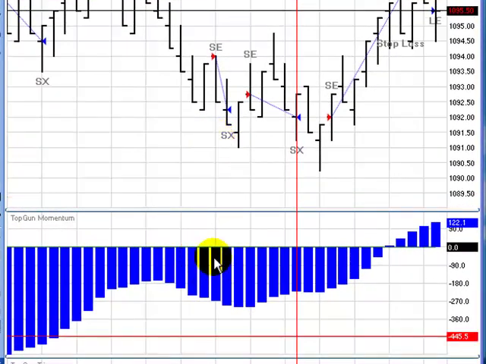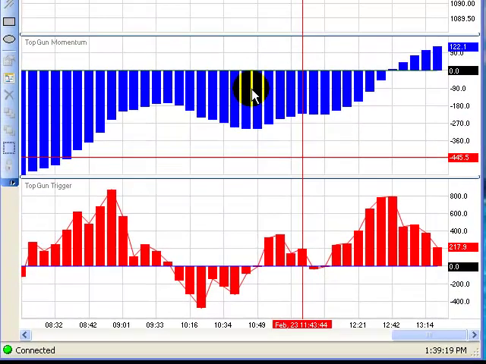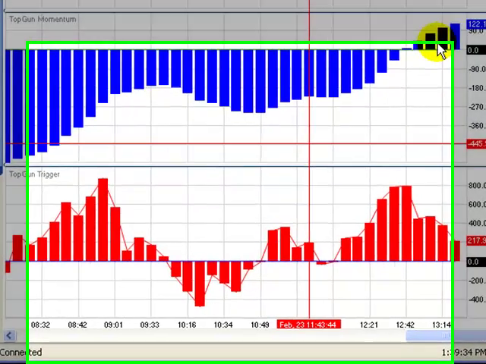Jumping down here, let's move forward to our momentum indicator. That's our blue histogram. Very simple. This works exactly the same on the Bearcat and the TopGun. If the histogram is below 0, like it is right here where my mouse is, we look to go short. If it's above 0, we look to go long. That's all there is to it.